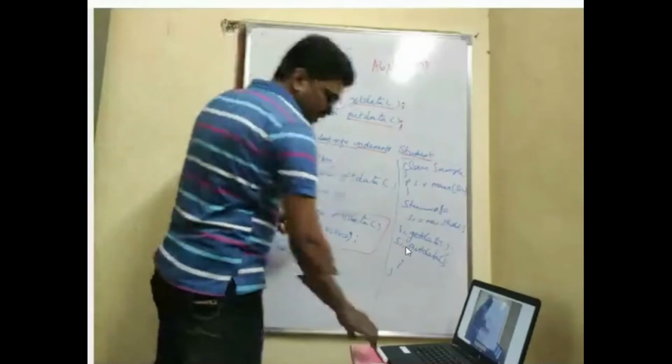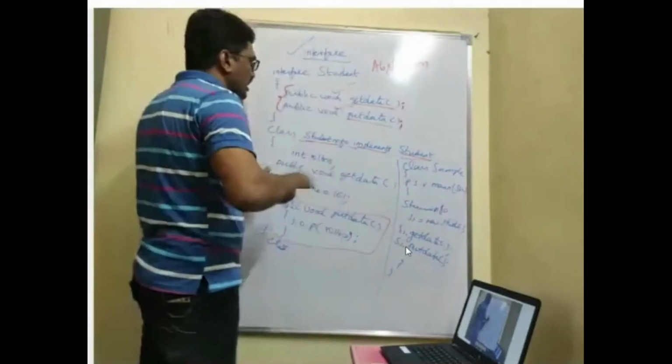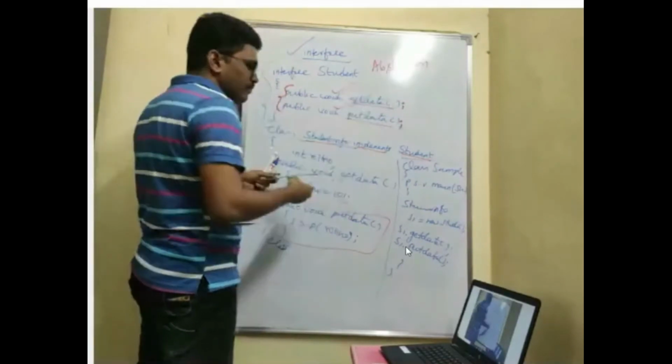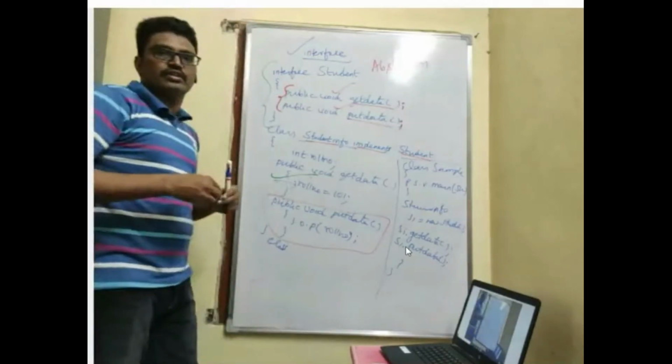See, what is its main usage? Why should I do this? I can directly implement here itself. Why do it like this and then implement? Why all this nonsense? You may think that.